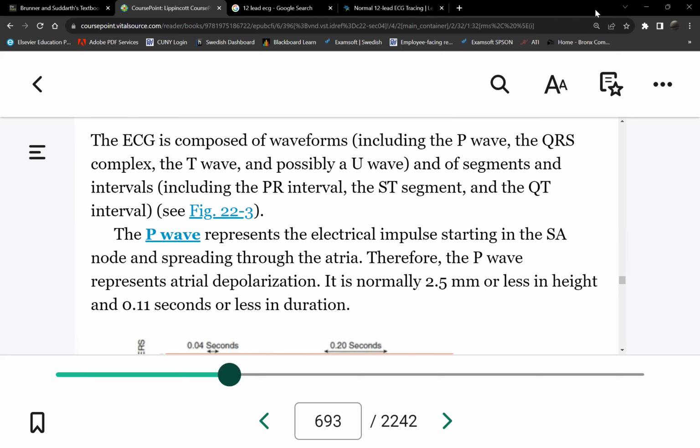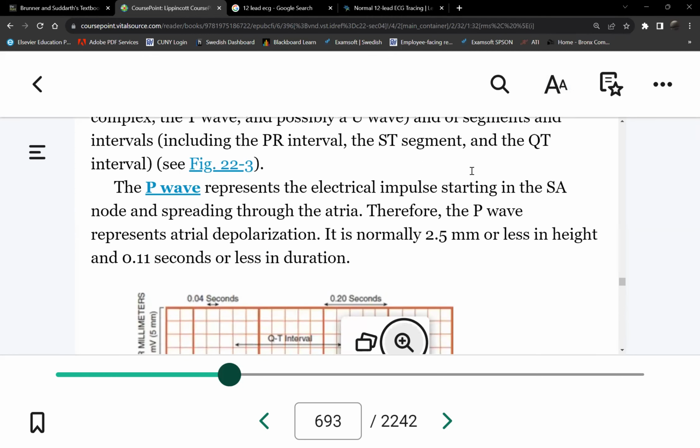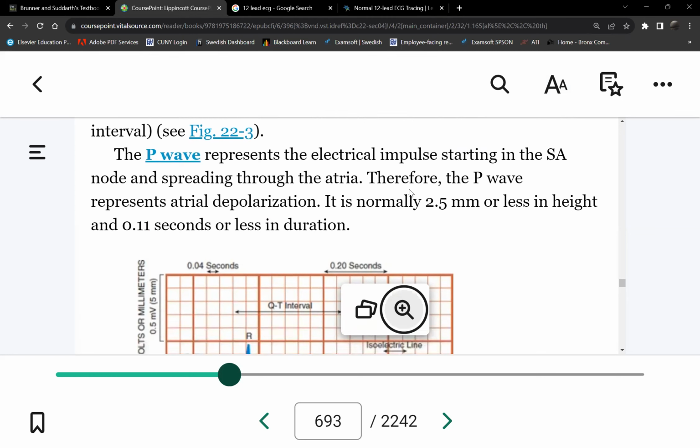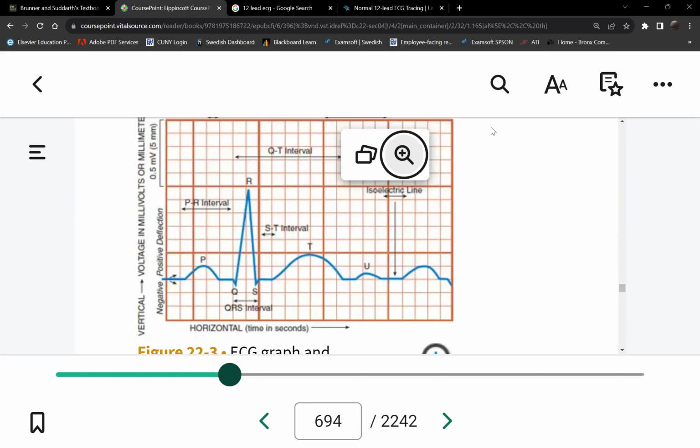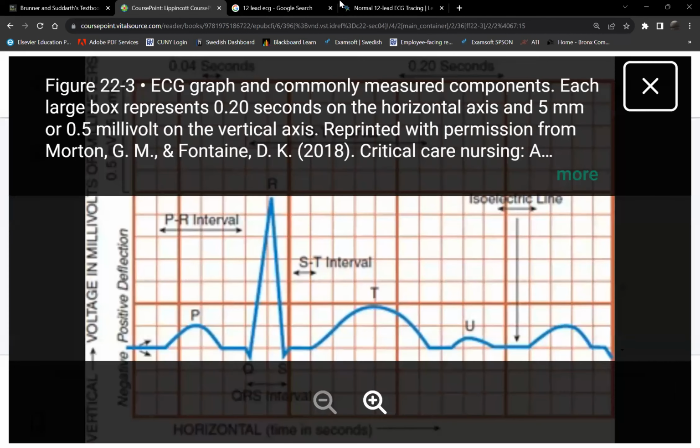Therefore, the P wave is the representation of polarization. It is number 2.5. All right. So based on that definition, two things happen when we see a P wave. When we see a P wave, we know two things happen.